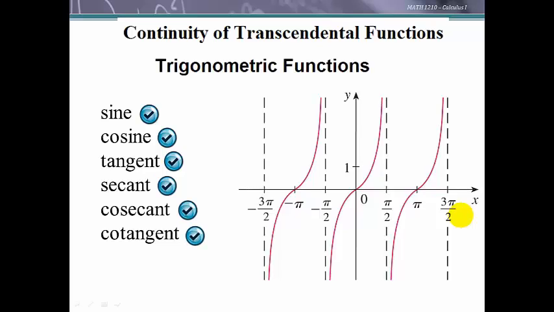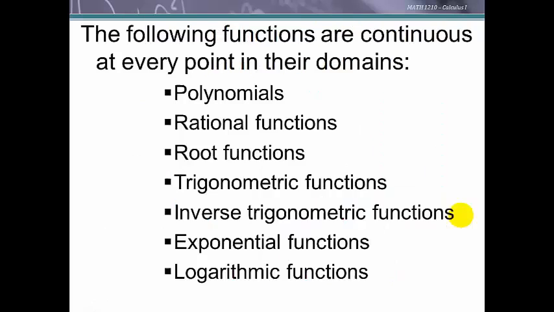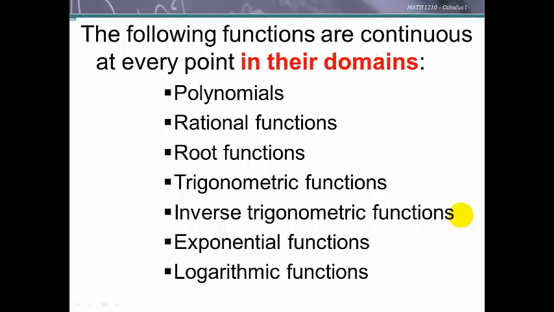The points of discontinuity, the vertical asymptotes for these particular trig functions, are excluded from the domain. So these are considered continuous functions because they are continuous at every point in their domain. So, summarizing, the following functions are continuous at every point, and that's the important part, in their domain.